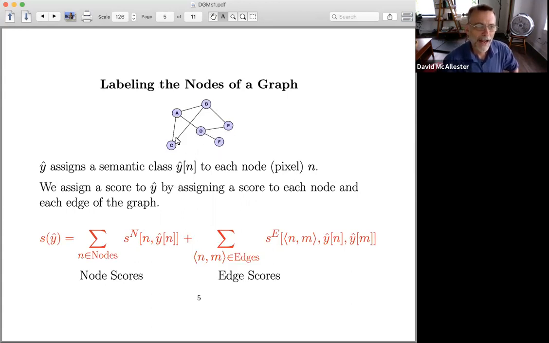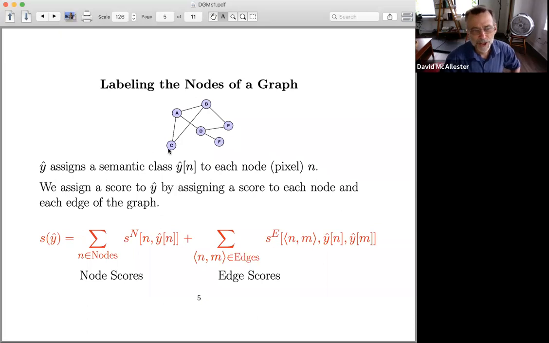By y hat, I'm going to mean an assignment of a label to every node. And this y hat is a variable that's going to range over all possible assignments. Given y hat, I'm going to write y hat of n for the label that this y hat assigns to node n. So y hat is assigning a label to every node. You can think of that as a kind of field on this graph.